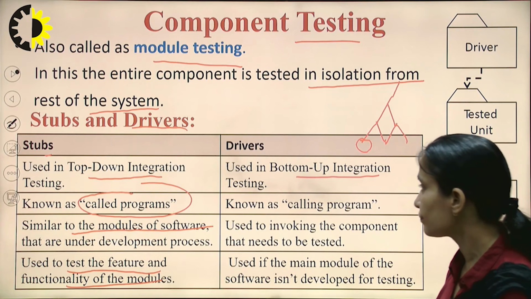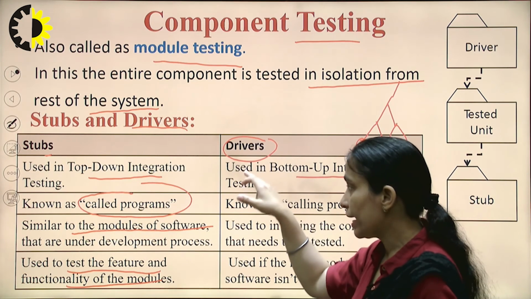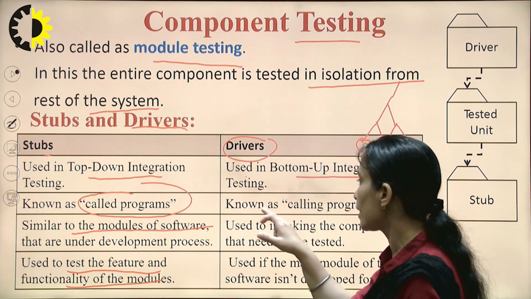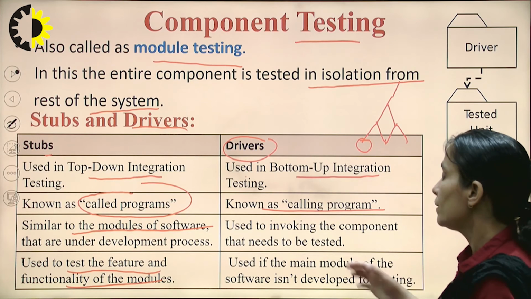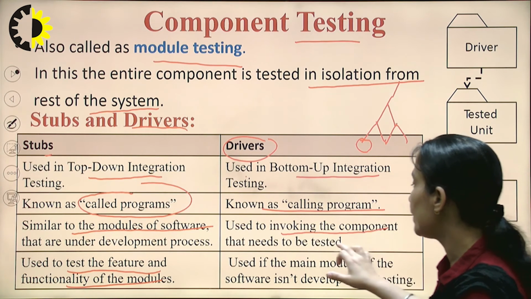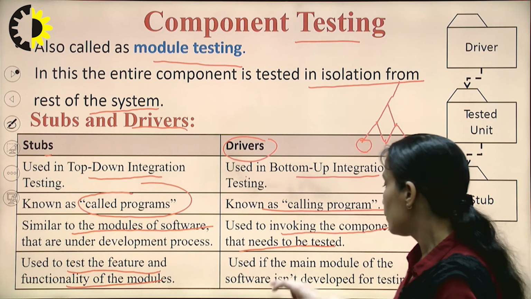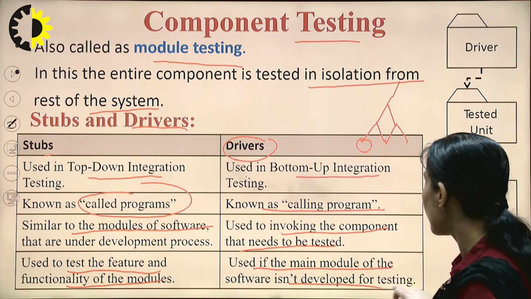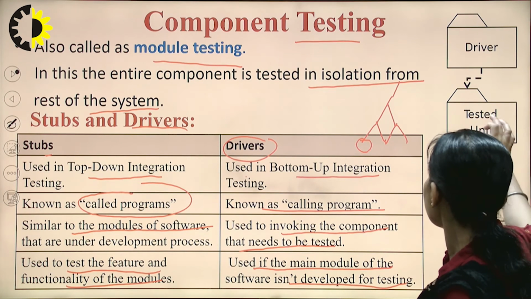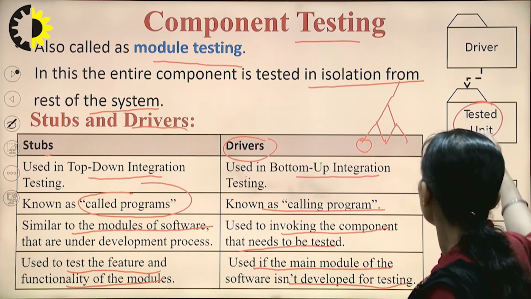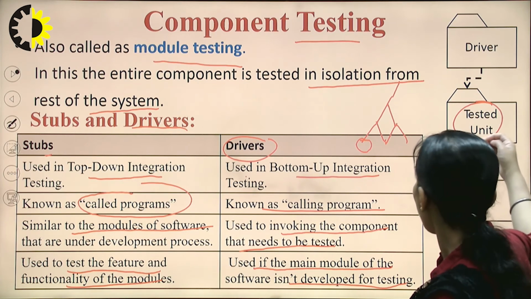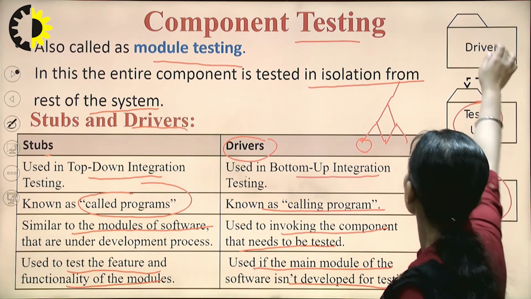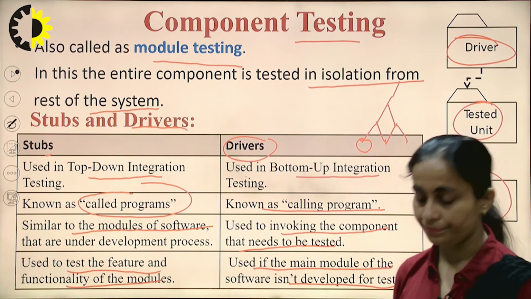correct way. Then drivers. These drivers are used in bottom-up integration testing, and they are known as the calling program. They are used to invoke the component that needs to be tested. So, if the main module of the software has not been developed for the testing, here it is my tested unit, and whatever is the called program is known as a stub, and the calling program is the driver.